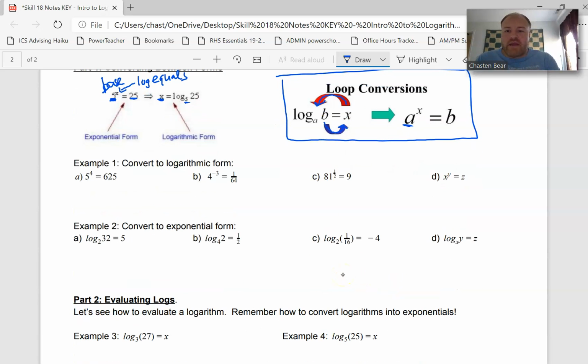All right, so the first example here is to convert to logarithmic form. So I'm just going to follow the loop conversion here. Well, I kind of have to do it in reverse because right now these are in exponential form. We're going to start by writing the word log equals. Look for your base. In the exponential, the base is the thing that's being raised to an exponent, and that becomes your itty-bitty number with the log.